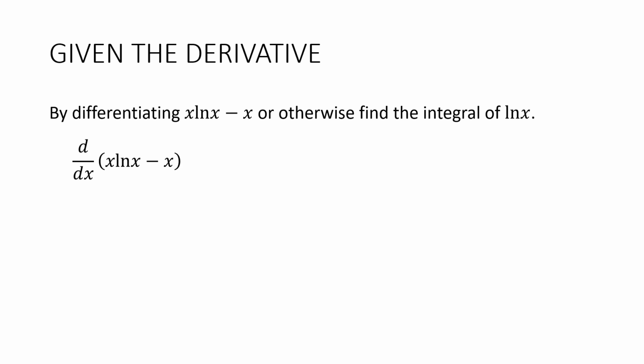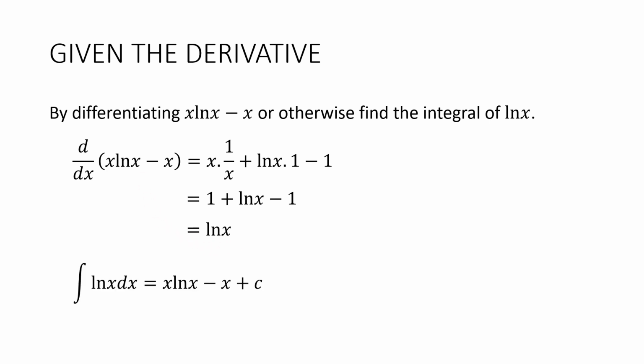But the derivative of this function is going to be: write down the first function times the derivative of the second function, which is 1 over x, plus write down the second function times the derivative of the first function, which is 1. Take away the derivative of x with respect to x, which is 1. Make sure that makes sense to you. This is 1, and that gives us ln x. That means that the antiderivative of this is this. So integrating ln x dx is going to give us x ln x, take away x, plus c.